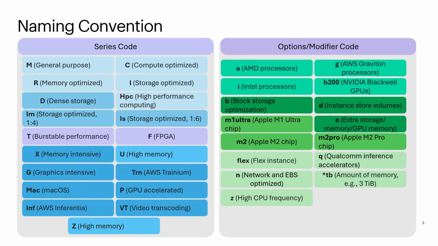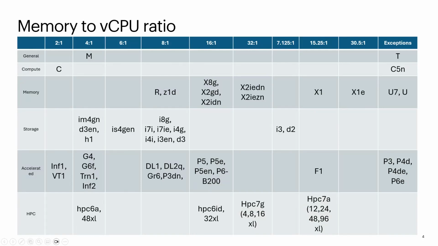B, D, and E are tied to storage families. B for block storage optimization, D for local instance store volumes, E for extra storage memory, N for network and EBS optimized, and Z for high CPU frequency. M1 Ultra, M2, and M2 Pro are Apple-based chip modifiers. So by combining the series code with these modifiers, you can tell both the family purpose and the special hardware characteristics of an EC2 instance.